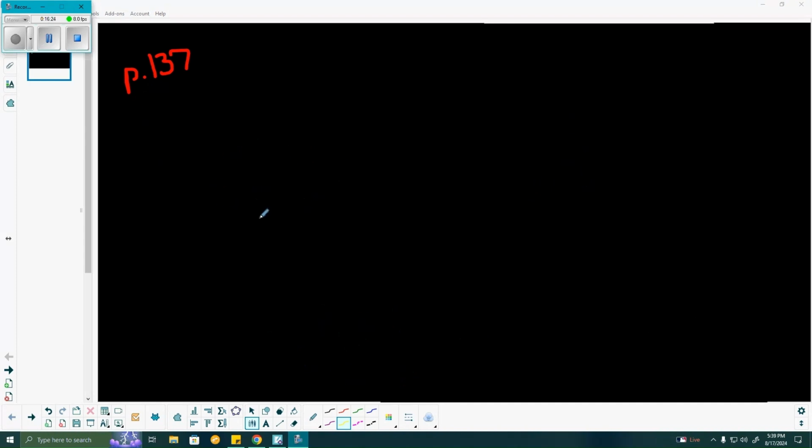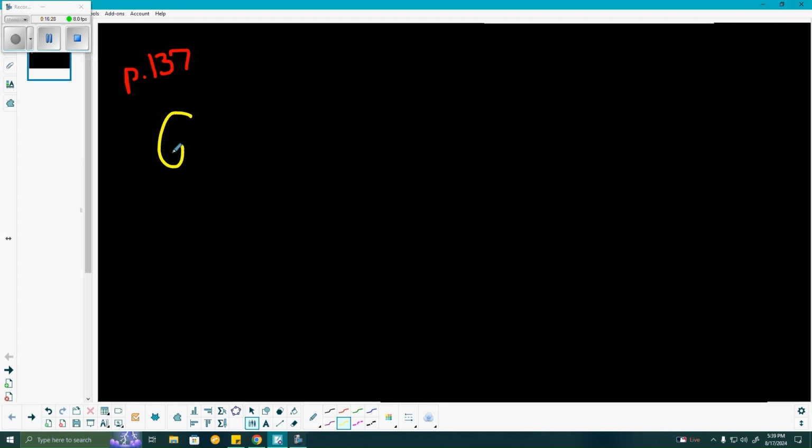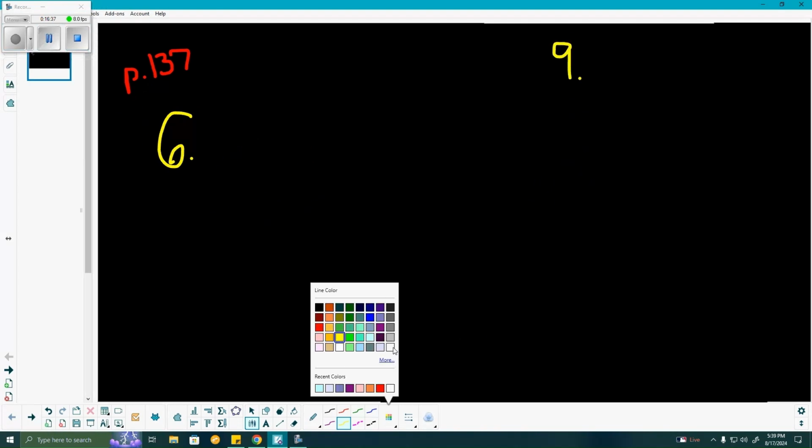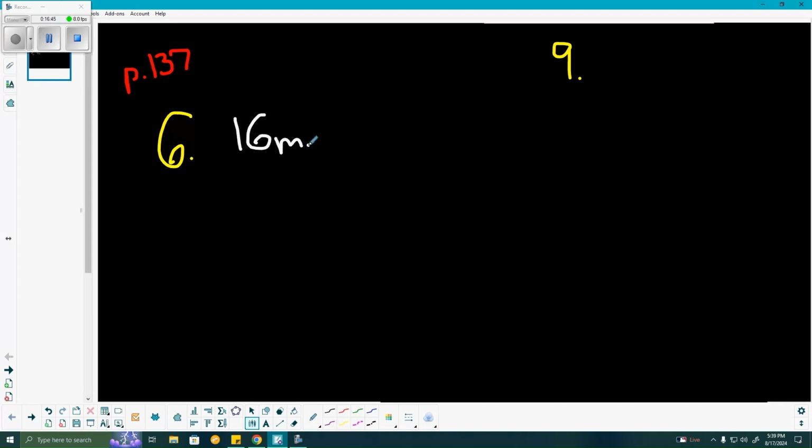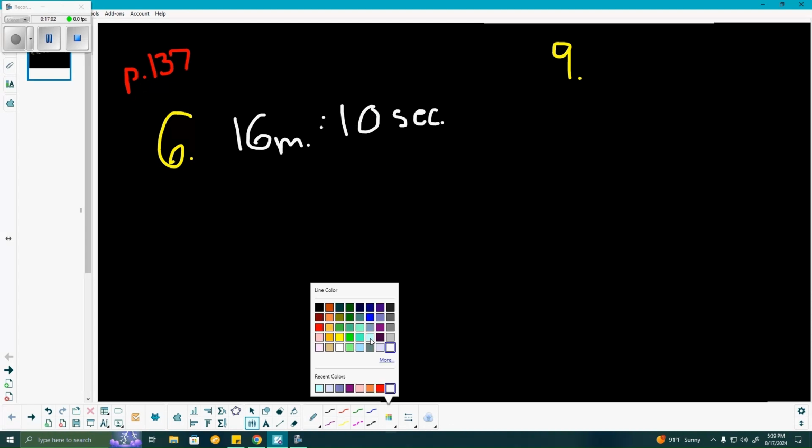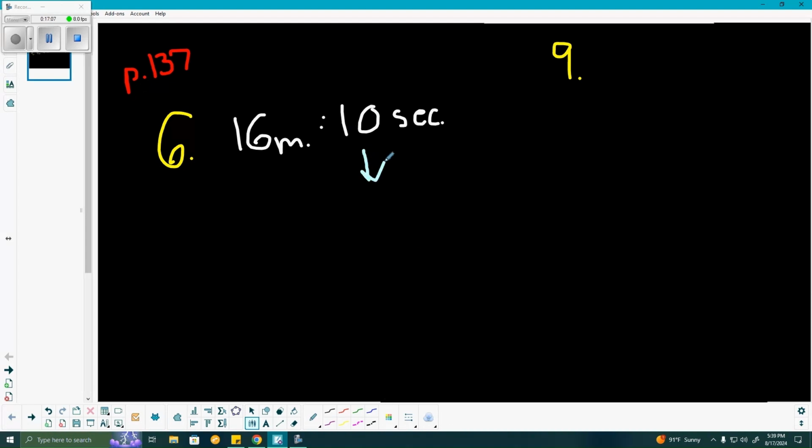Let's do number 6, and then we'll do number 9. Let's start with number 6. Number 6 says a bird travels 16 meters in 10 seconds. 16 meters in 10 seconds. Find the unit rate in meters per second. Instead of doing a double number line, I'm going to make it a little bit easier on myself. I know that I'm trying to get per second, so per 1 second.